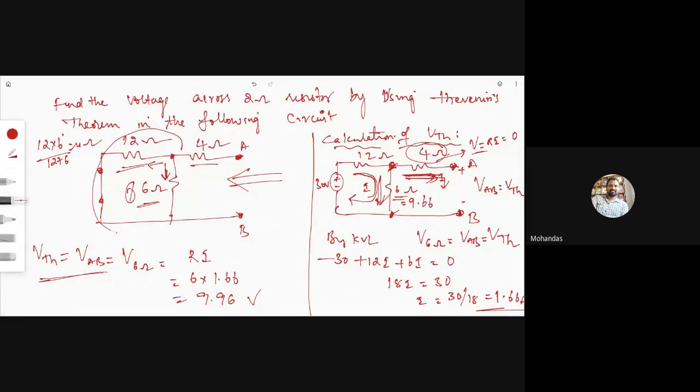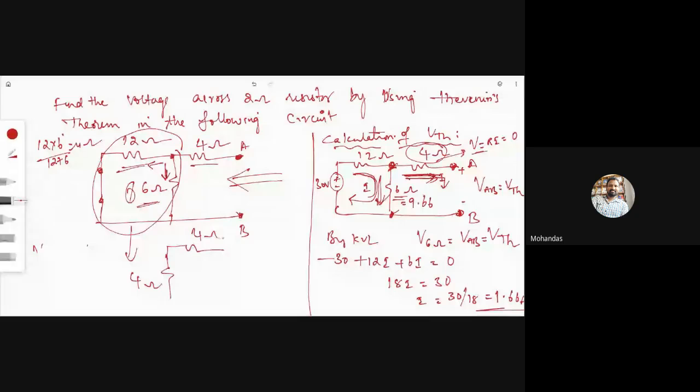Now if you replace with the 4 ohms, and redraw the circuit, put Thevenin voltage 9.96. This is a 4 ohm resistance, and this is a 4 ohm resistance across AB. How are these 4 and 4 connected? Series. So RAB equals 4 plus 4, which equals 8 ohm. Now we have V Thevenin and R Thevenin. Let us draw the equivalent.